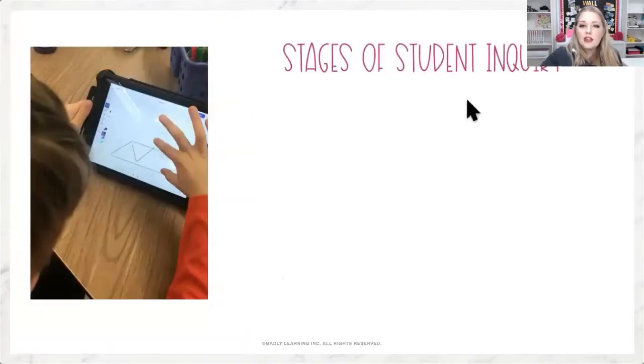So we have the stages of inquiry. Inquiry goes through different stages, and this can happen in the whole unit as a whole, but it also can happen in smaller pieces, in the very specific lessons that you're doing. You don't necessarily need to always have an inquiry unit. You can actually have an inquiry lesson or mini lesson, and it always starts and follows this phase.